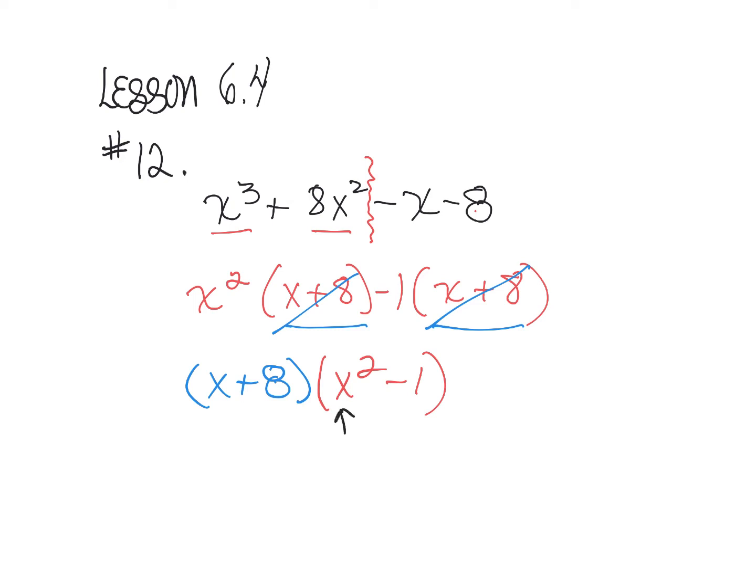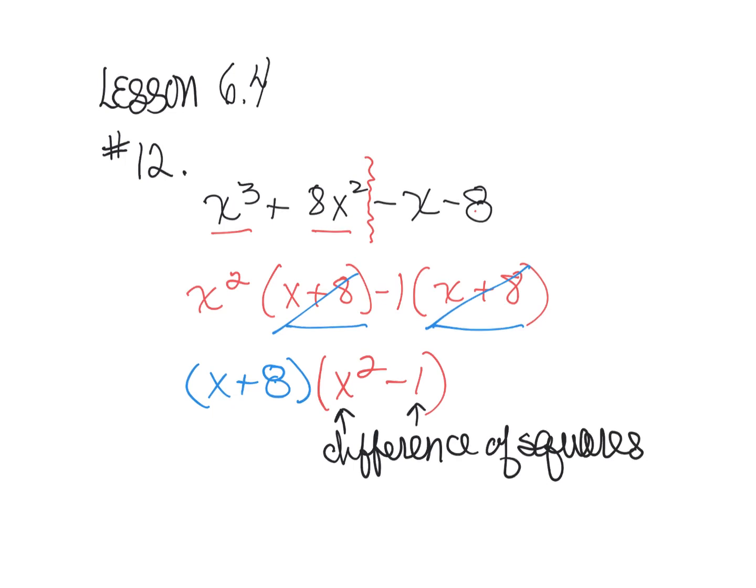If I see something squared, that is a potential of being factored. Since x is squared and this is 1 squared, I can use the difference of squares as my factoring pattern. So that's a yes. I have more.